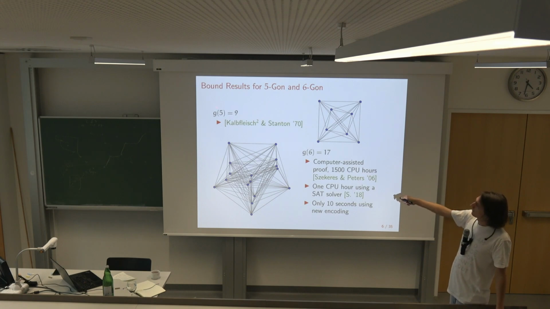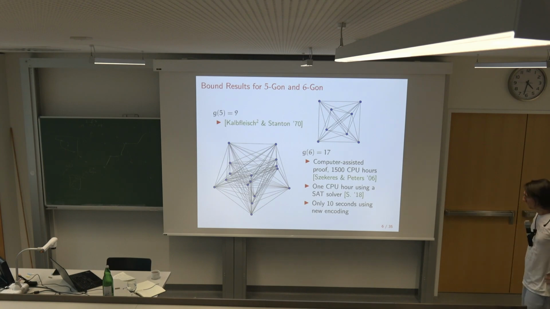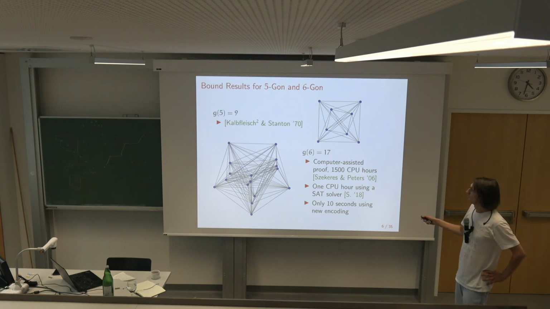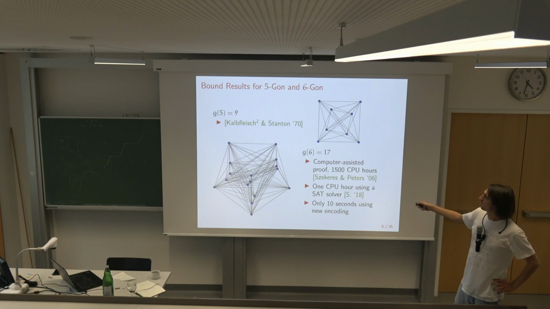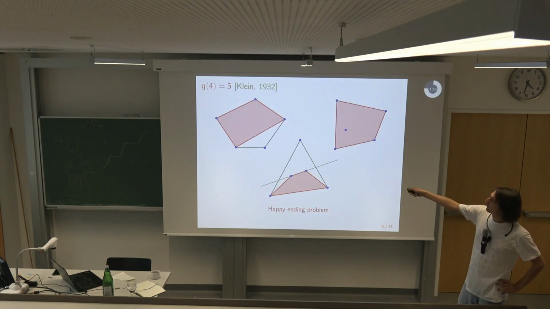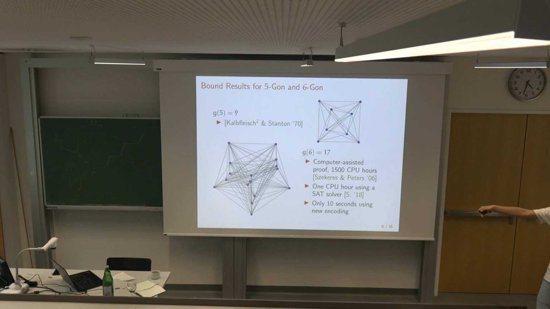And if you determine the next value, G of 5, here's 8 points with no 5-gon, and they proved by case distinction that it's not possible. Every 9 points give you a 5-gon, and it took quite some years. This is the 70s, and it was only 20 years ago that they determined the next value. So Erdős and Szekeres actually conjectured the pattern. If I go back one slide, this was 5, here is 9, 17. So the conjecture was always a power of 2 plus 1.